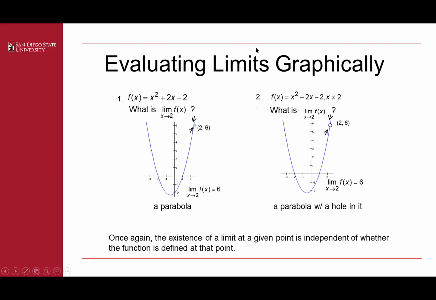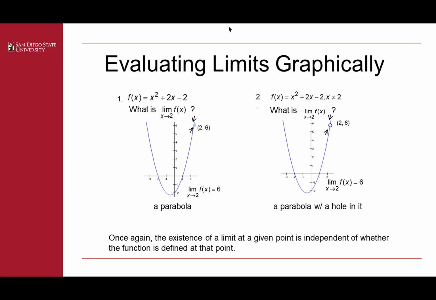Let's look at how we evaluate limits of a function using its graphical representation. On the left side, we have one example function, which is f of x equals x squared plus 2x minus 2. And just underneath, we have the graphical representation of the function. So the question asks us to find the limit of f of x as x approaches positive 2. Here, the graph of the function is a parabola, as you see.